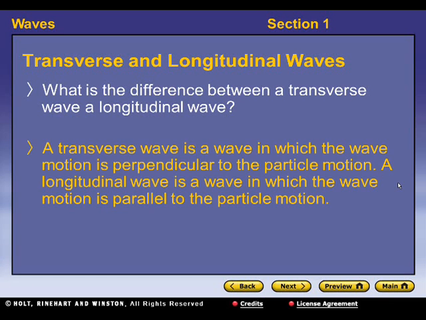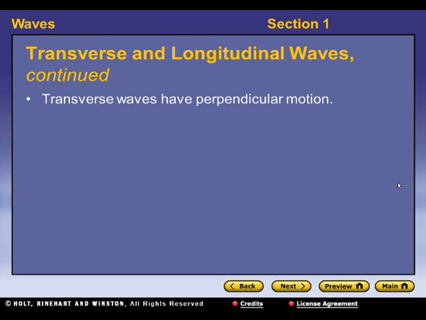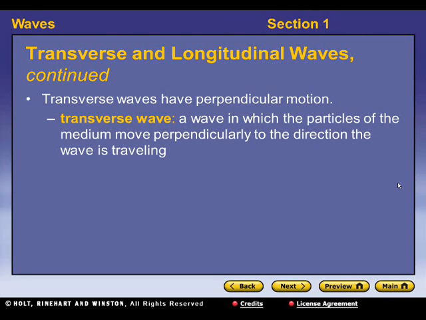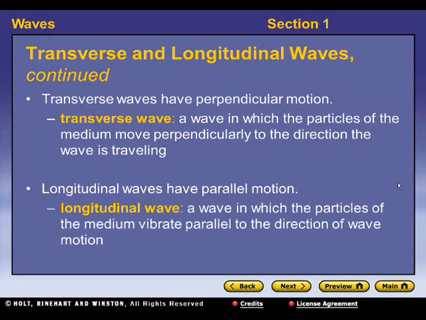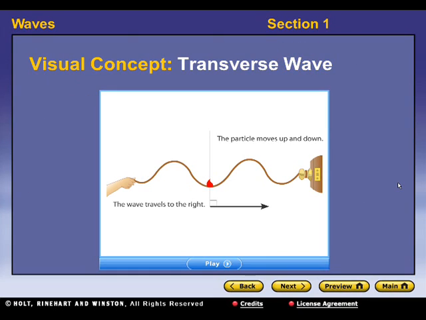So what's the difference between a transverse wave and a longitudinal wave, and what are those? A transverse wave is a wave in which the wave motion is perpendicular to the particle motion. A longitudinal wave is a wave in which the wave motion is parallel to the particle motion. So let's look at it here. Transverse waves have perpendicular motion, a wave in which the particles of the medium move perpendicularly to the direction the wave is traveling, and longitudinals have parallel motion, a wave in which particles of the medium vibrate parallel to the direction of the wave.